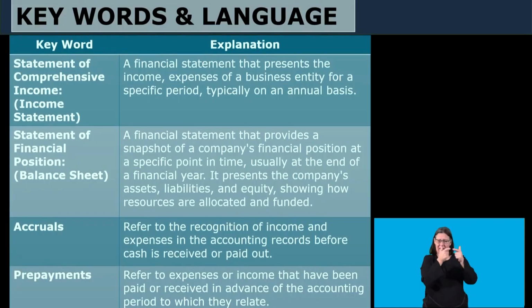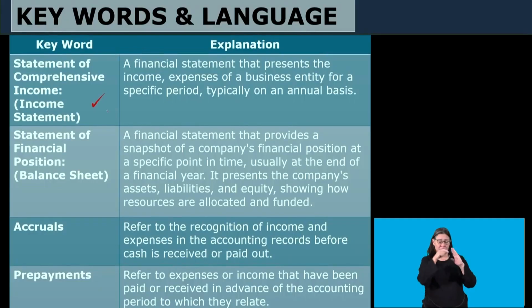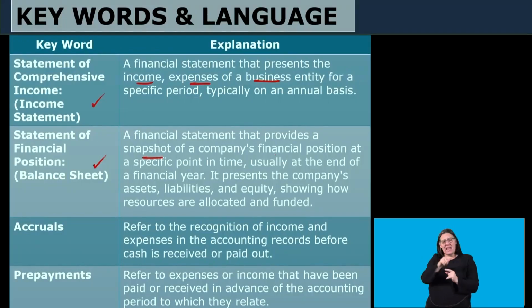Here are the key words and language that you need to be aware of. You need to know what is your statement of comprehensive income. You need to know what is your statement of financial position. And remember, the difference between these two is that your statement of comprehensive income is a financial statement that presents the income and expenses of a business. But the statement of financial position is a snapshot of a company's financial position at a specific point in time. You will also need to know your accruals and prepayments. I'll expand further on these in today's class.